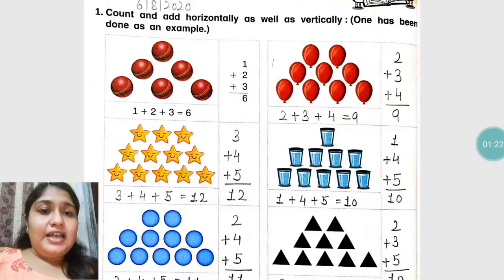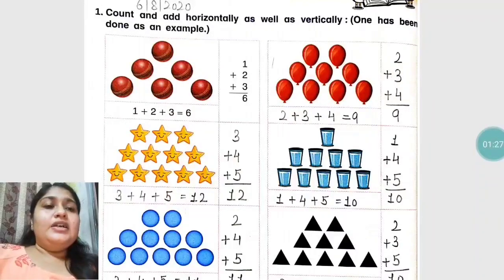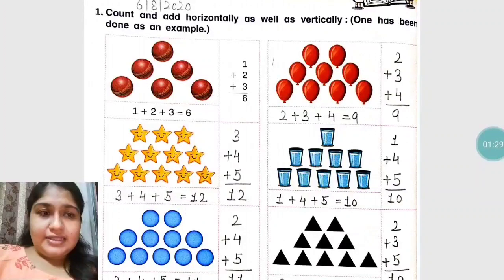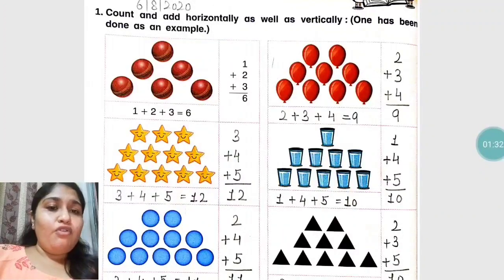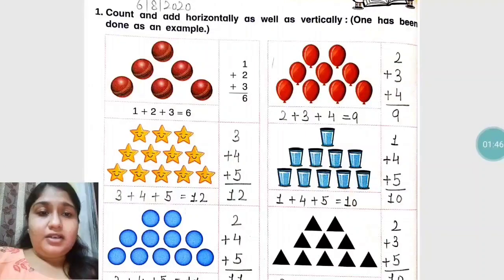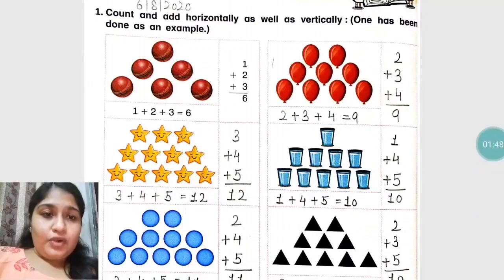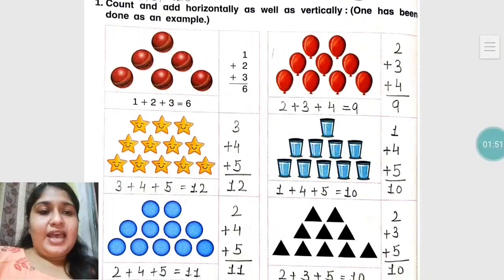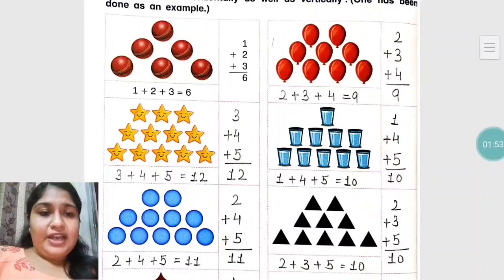The next is glass. Okay, so in the first row only 1 glass is there. In the second row 4 glasses are there. And in the third row 5 glasses are there. So 1 plus 4 is equals to 5, and that 5 plus 5 is equals to 10. The next object is circle. So 2 plus 4 is equals to 6, and when you add that 6 to 5, the answer is 11.